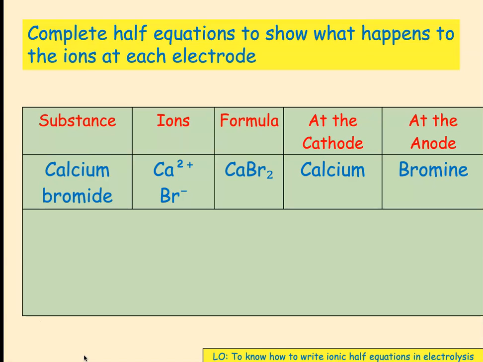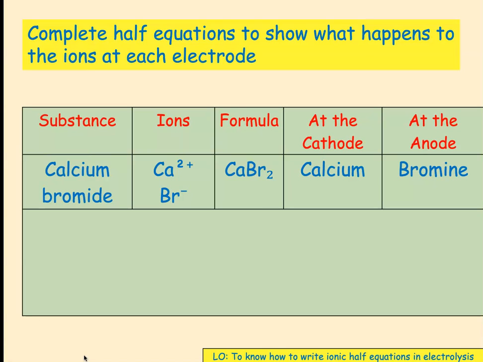Okay, I want us to try and learn how to do half equations for molten substances. I'm going to talk you through the first one and show you what I expect you to do, and then I'll give you a sample of 3 questions to do at a time, and then we'll come back and answer them. So we've got calcium bromide. Calcium ions are Ca2+, and bromide ions are Br-.